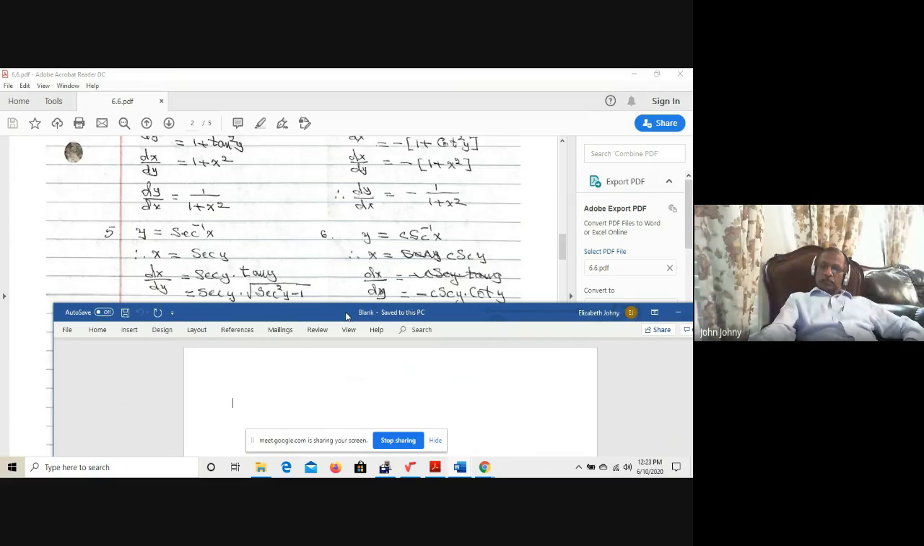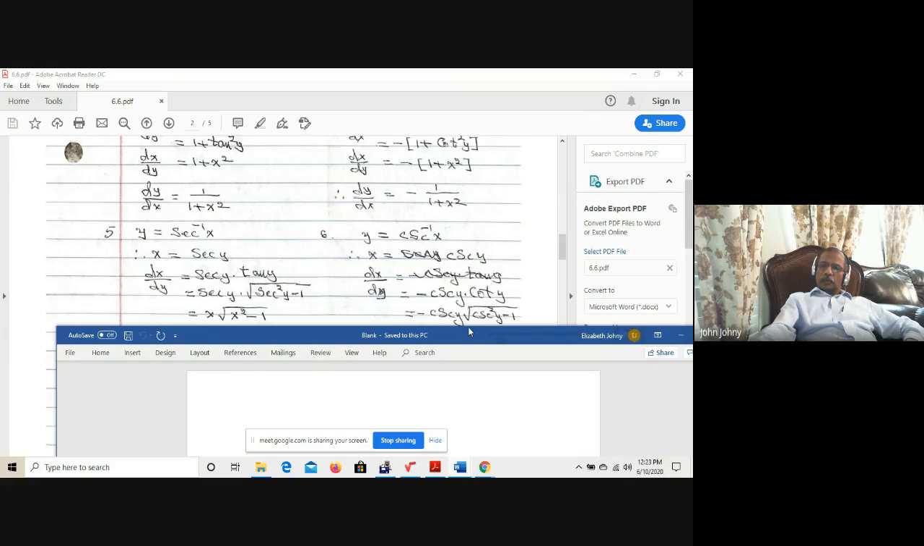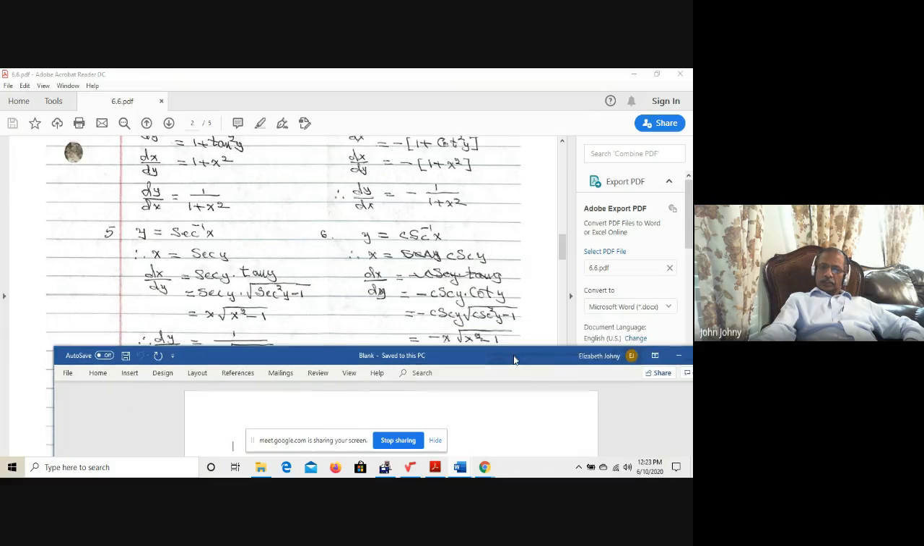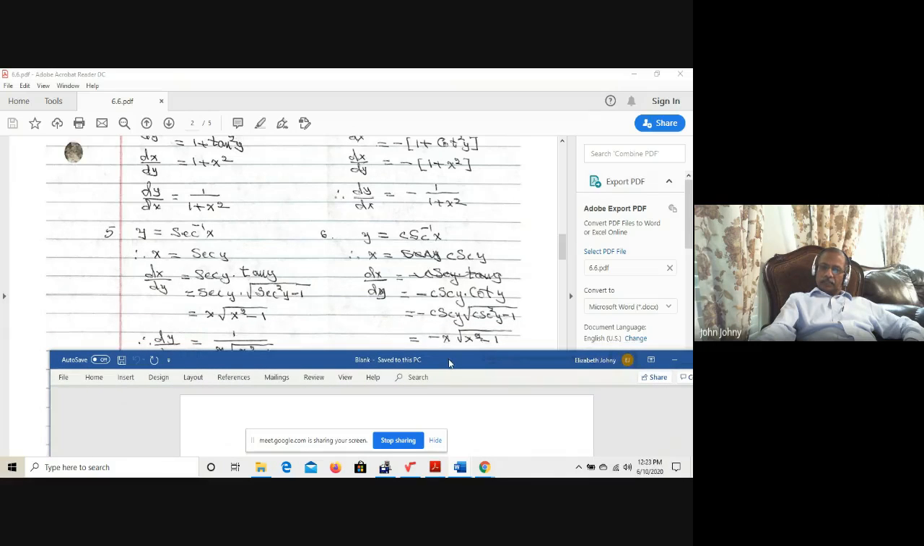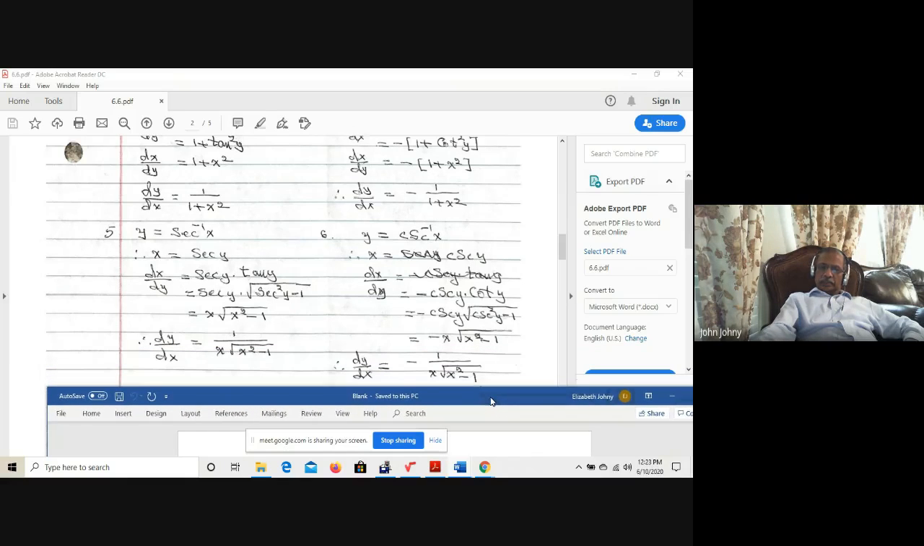That is equal to negative cosecant y times square root of cosecant square y minus 1, which is negative x times square root of x square minus 1. And dy over dx is the reciprocal of that, negative 1 over x times square root of x square minus 1. Okay, so this is how you find these formulas.